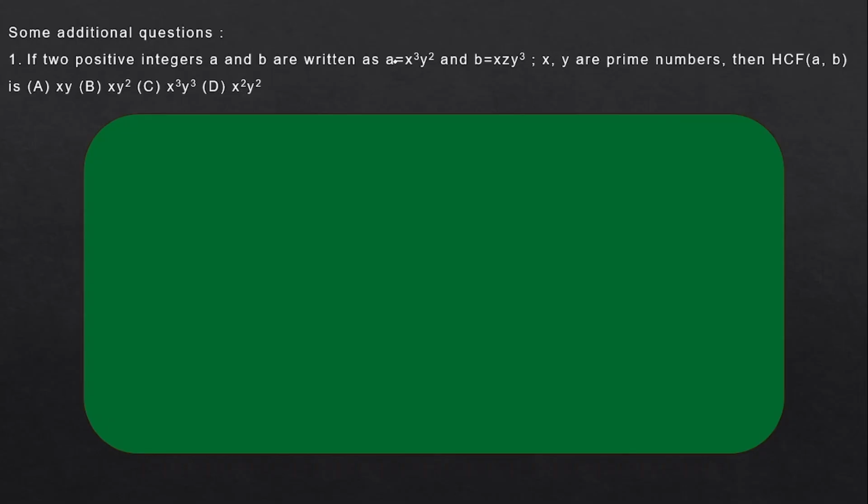It says there are two positive integers a and b. A is x cube y square, b is x z y cube. We have to find the HCF. So HCF is common factors, lower power. Which are the common factors? X and y are the common factors. The lower power of x is 1. The lower power of y is 2. So the correct answer is x y square.